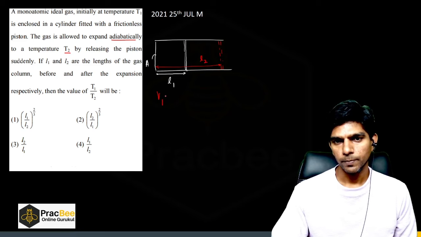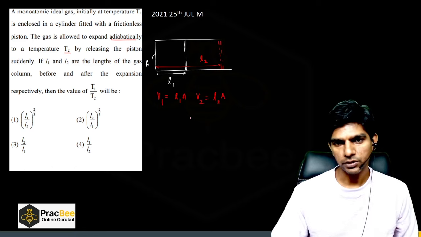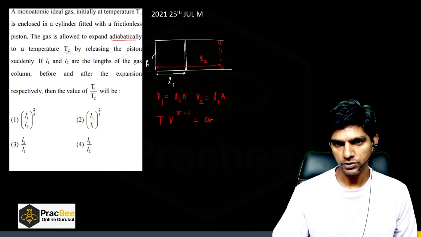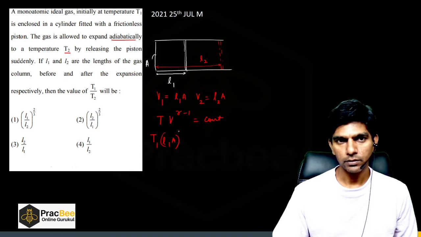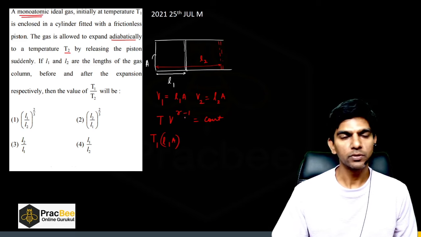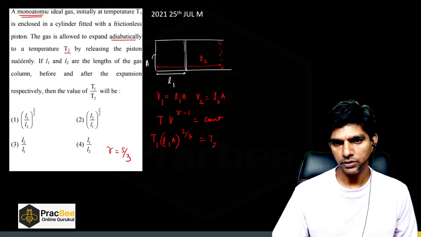So initial volume is L1 times the area of cross section, and the final volume is L2 times the area of cross section. And we have to find the ratio of temperature. So what we can do, we can use T V raised to power gamma minus 1, which is constant for adiabatic process. So we can say T1 times (L1 A) raised to power gamma minus 1. And what type of gas is it? It is monatomic gas. So in case of monatomic gas, gamma value is 5 by 3. So gamma minus 1 will become 2 by 3. So T1 times (L1 A) raised to power 2 by 3 equals T2 times (L2 A) raised to power 2 by 3.